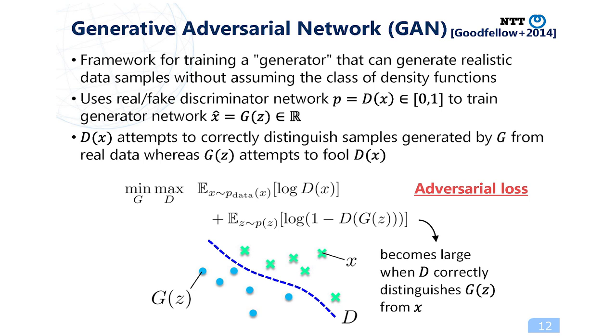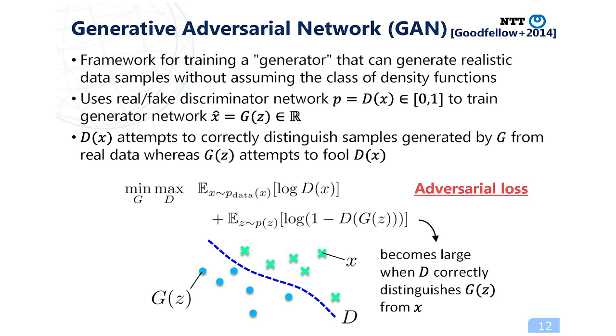So firstly, GAN is a framework for training a random generator that can generate realistic data samples without assuming the class of density functions. So how to do that? The main idea is to use a real/fake discriminator network, D, to train the generator network. The discriminator network outputs the probability of the input X being a real sample. So the task for D(X) will be to correctly distinguish samples generated by G from real data, whereas G attempts to fool D(X).